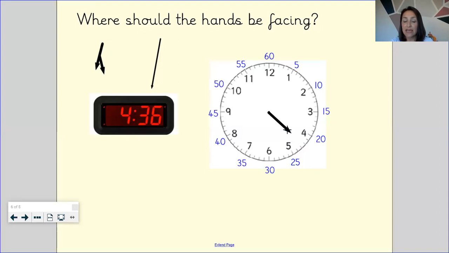And then the minute hand should be pointing at 36. So we come all the way around to 30, 35, 36 is there. So your clock face should hopefully have looked something like that if you've had somewhere to scribble it down and draw a picture of it.